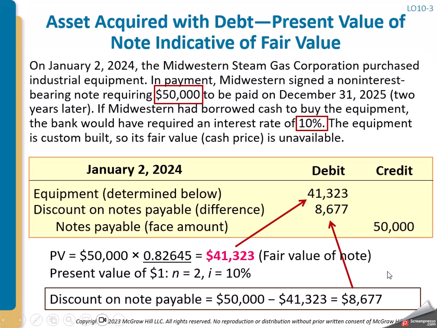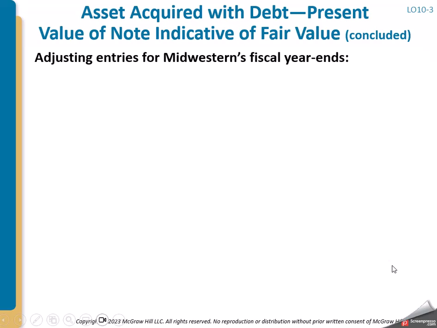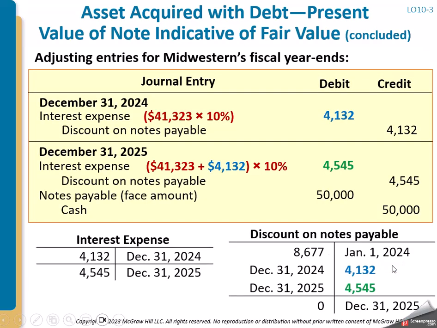And then that discount would end up being charged off to interest expense over the 2 years until that note came due and payable. So here it is showing you it's going into interest expense for those 2 years, and then they pay the note off at the end.